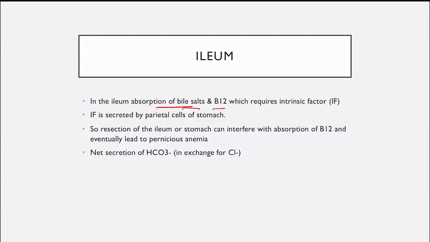And if you resect the ileum out of the body, that's where B12 is absorbed. So in both cases, you're not going to have any reabsorption of B12. And that is going to cause things like pernicious anemia or megaloblastic anemia, because this is a very important vitamin involved in formation of red blood cells. So I don't think you need to know the details for this, but just know that it can lead to anemia.